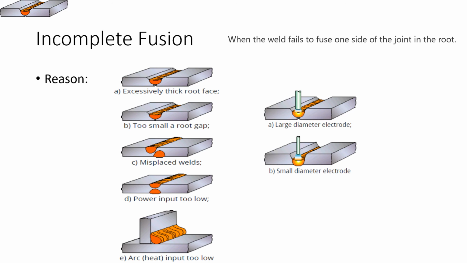Another thing is that if larger diameter electrodes are used, then the spreading of the arc will take place. As the arc spreads, deeper penetration is prevented. Deeper penetration is not achieved. Therefore, a small diameter electrode should be used to prevent this.